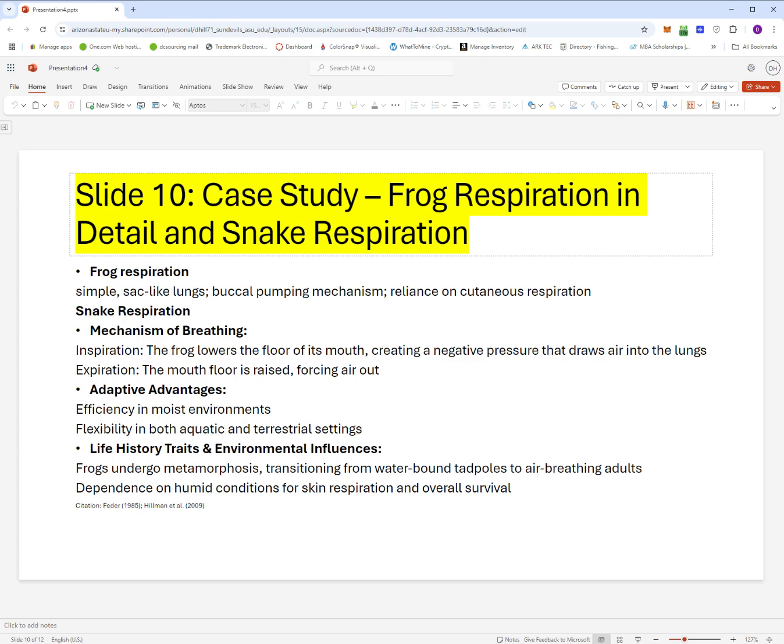By comparing frogs and snakes, we see a clear divergence driven by their environments. Frogs maintain a flexible dual respiratory system that works well in moist habitats, while snakes have evolved a more efficient single lung that conserves water and optimizes oxygen extraction in drier settings.